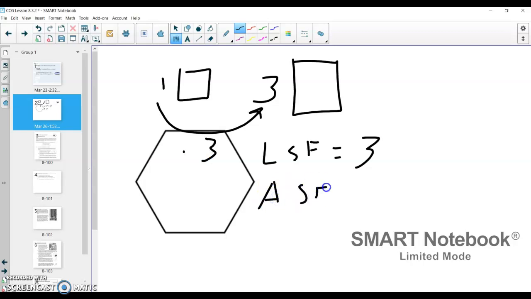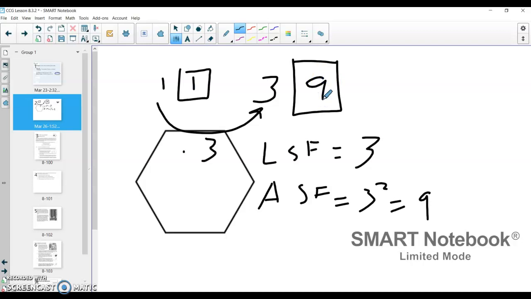So your area scale factor is always your linear scale factor squared, so 3 squared, which would be 9. Meaning that if the area of my shape here, let's say, was 1, that means the area of my new shape would have to be 9, because using that area scale factor, it's got to be 9 times bigger.